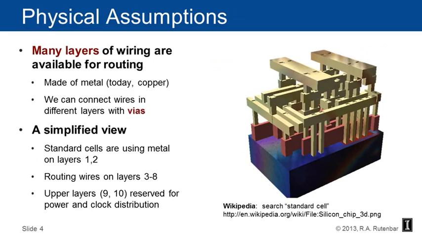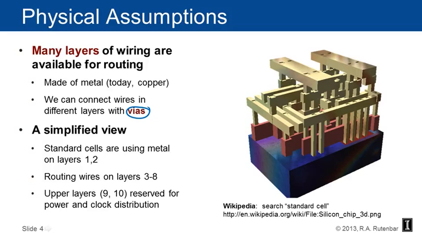So the first physical assumption to be aware of is that there's many layers of wiring available for routing in any real ASIC. So they're made of metal today, they're copper, and we can connect wires across different layers with things called vias. And so these are literally little plugs of metal that go from one layer of metal wiring to another layer of metal wiring.